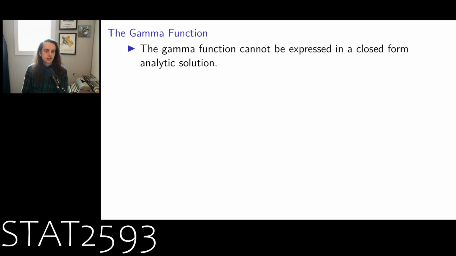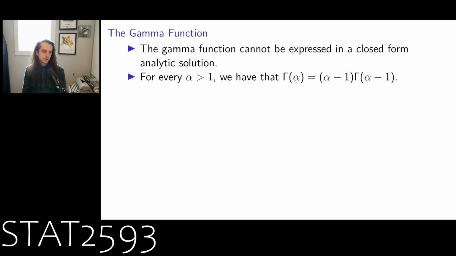Now, the gamma function cannot be expressed in a closed form analytic solution. That's what we were saying. It's only expressible as that integral. However, we do have this really nice recursive property. So if we take alpha to be larger than 1, then gamma of alpha is going to equal exactly alpha minus 1 times gamma of alpha minus 1, right?